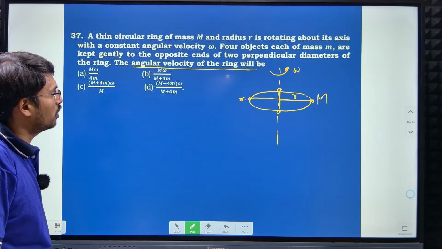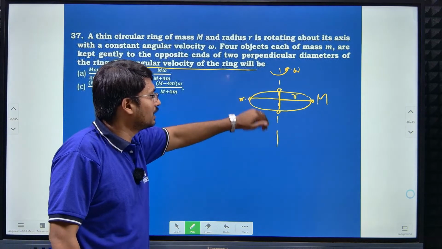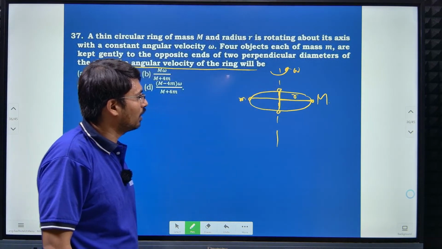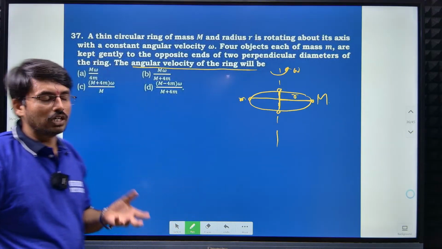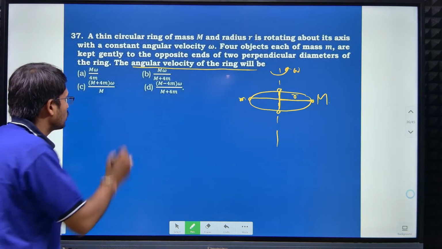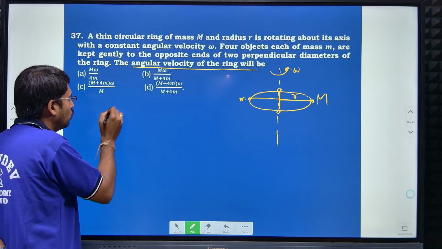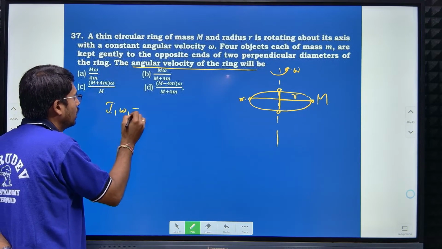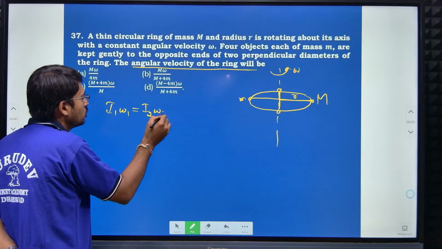So what is the concept we have to use here? Whenever the masses are just gently kept on this particular ring, the total angular momentum of that system is constant. So how can we write? That is L1 equals L2. I can write I1 omega 1 equals I2 omega 2.